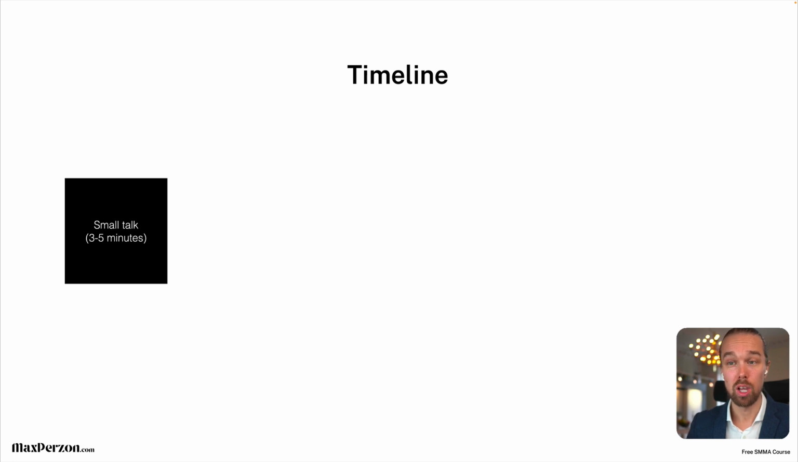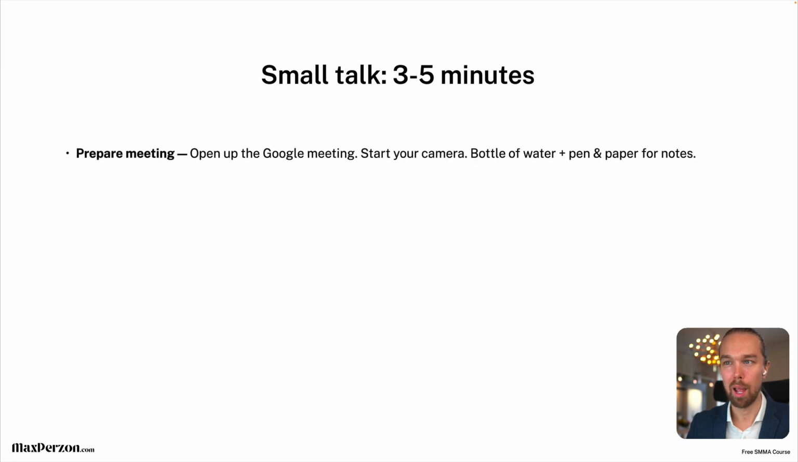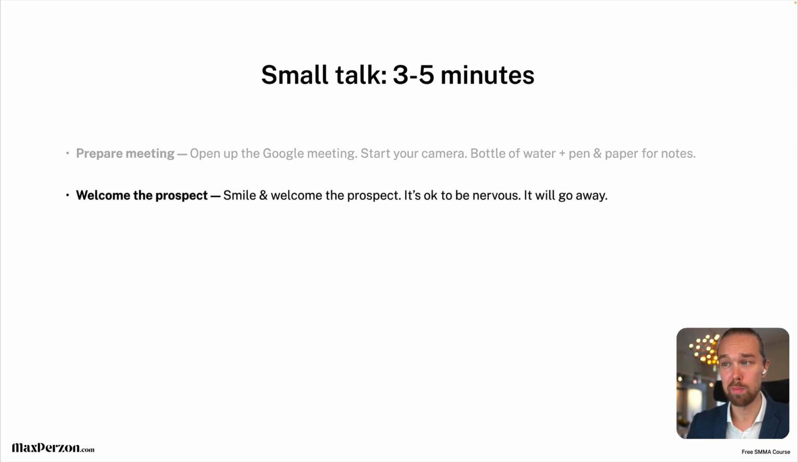So the timeline: you do the small talk, really 1 to 3 minutes. 3 to 5 minutes is actually a little bit too much. So I would say 1 to 3 minutes, you do some small talk, prepare the meeting, open up the Google Meet, start your camera, have the bottle of water, pen and paper for notes, welcome the prospect, smile and welcome the prospect. It's okay to be nervous, it will go away.